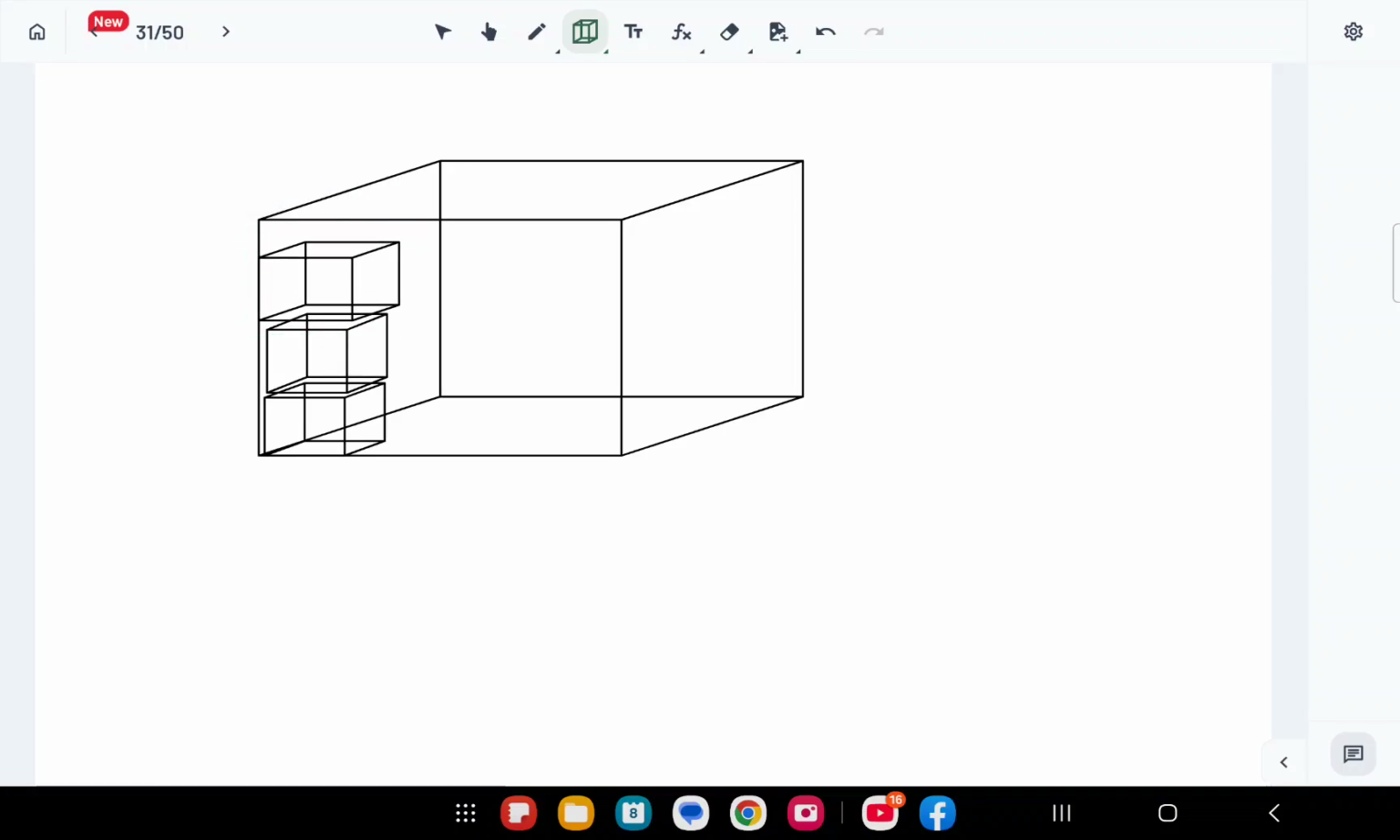So what we need to do in a scenario like this is count the number of cubes that form the length, the number of cubes that form the width, and the number of cubes that form the height, and we can find the volume. All right. So you just need to manipulate the equations to be able to solve the relevant questions.